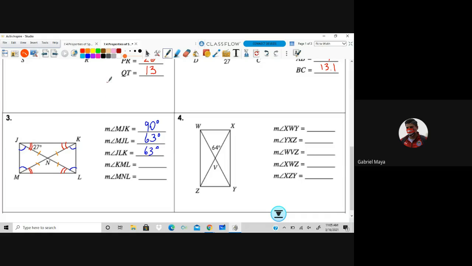So let's go ahead and see what's the measurement of angle KML. Let's go back to using the blue pen. KML, where's K? Where's M? And there's L. So this angle right here, how much does that measure? 27 degrees, okay? And the last one it asks for is angle MNL. MNL is this one right here. How much does that measure?